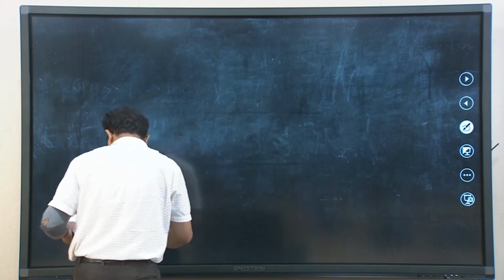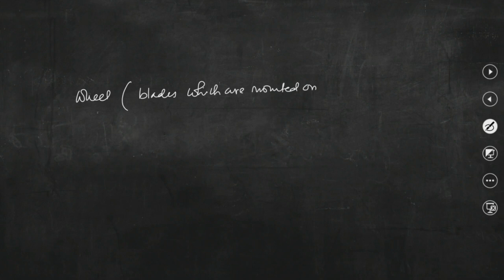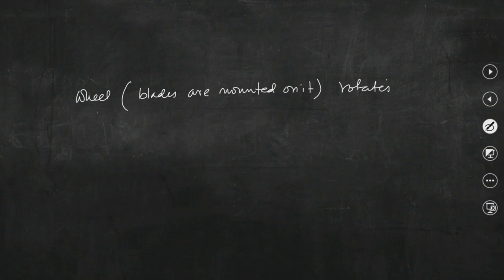So, if I write now, the wheel, that is, the blades which are mounted on the wheel. So, blades are mounted on the wheel, and the wheel rotates solely due to the impulsive effects of the jet.